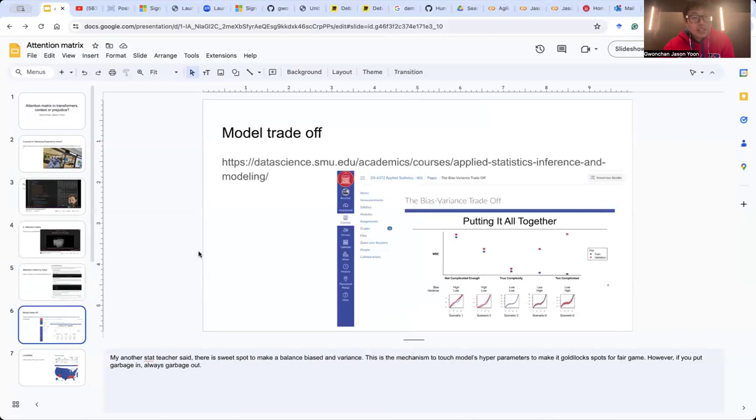Another stat teacher said there's a sweet spot to balance bias and variance. This is the mechanism of touching the model's hyperparameters to find the Goldilocks spot for a fair game. However, if you put garbage data in, you always get garbage data out.